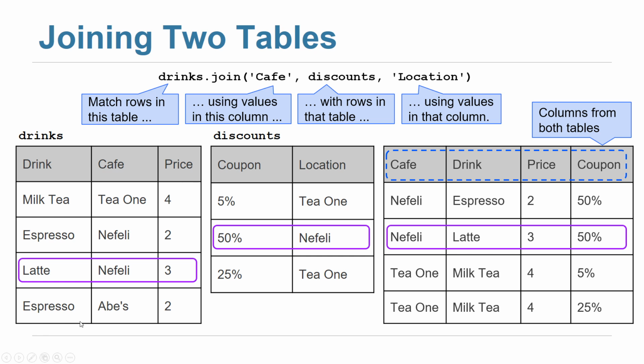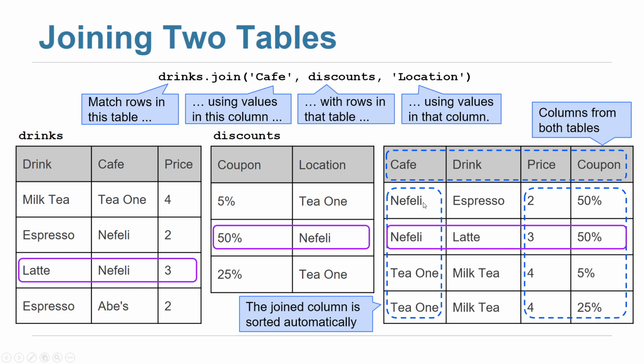How about this one? Is not matched because Abe's doesn't appear in that table. Okay, so that will not appear in the resulting table. Okay, so that's the joined column, and if you notice, it is sorted. Okay, and here are the columns from both tables.